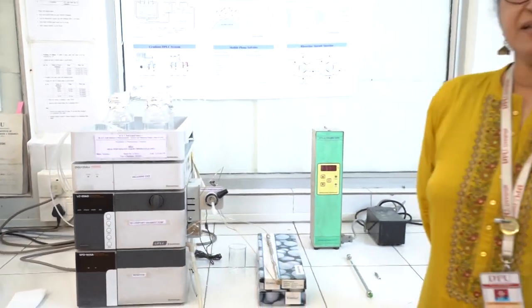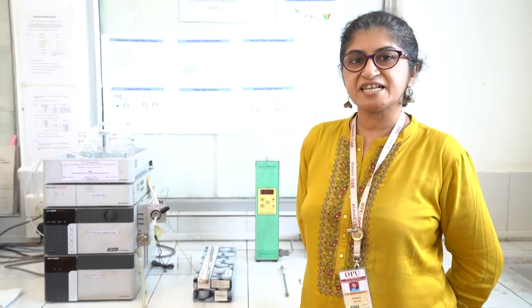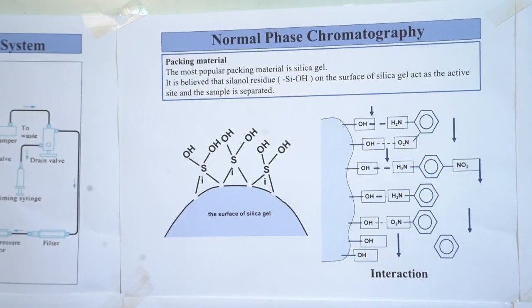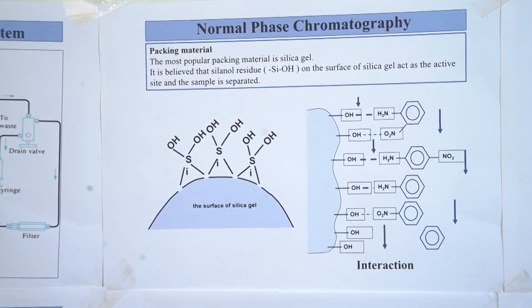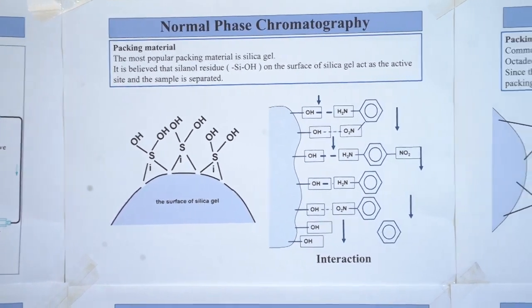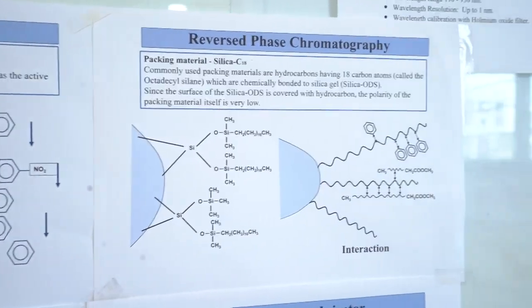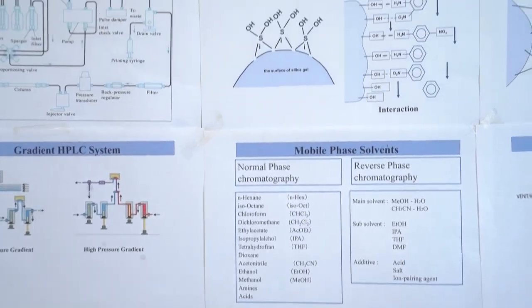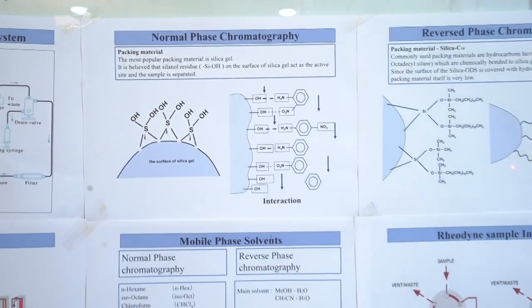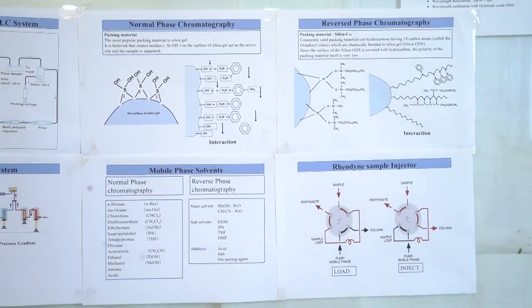In HPLC, the separation of the analyte takes place between two phases, the stationary phase and the mobile phase. Based on the nature of the stationary phase and the mobile phase employed, separation can be carried out in two modes, the normal phase HPLC and the reverse phase HPLC. In normal phase HPLC, silica-based stationary phases are used, which are more polar in nature. In contrast, in reverse phase chromatography, modified silica particles are used.